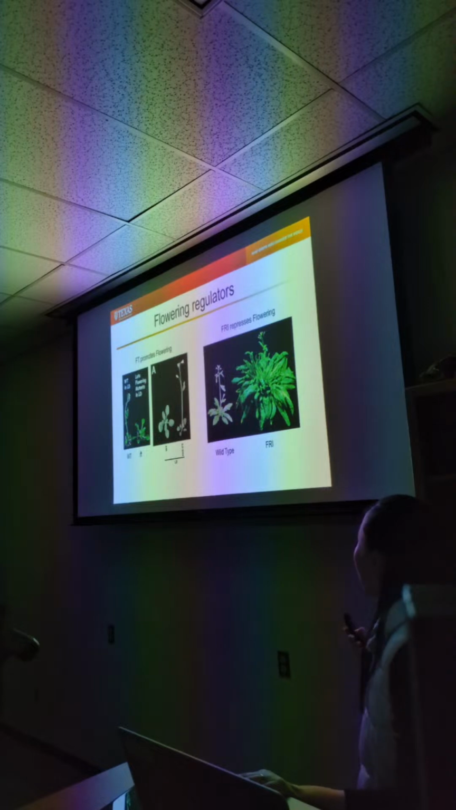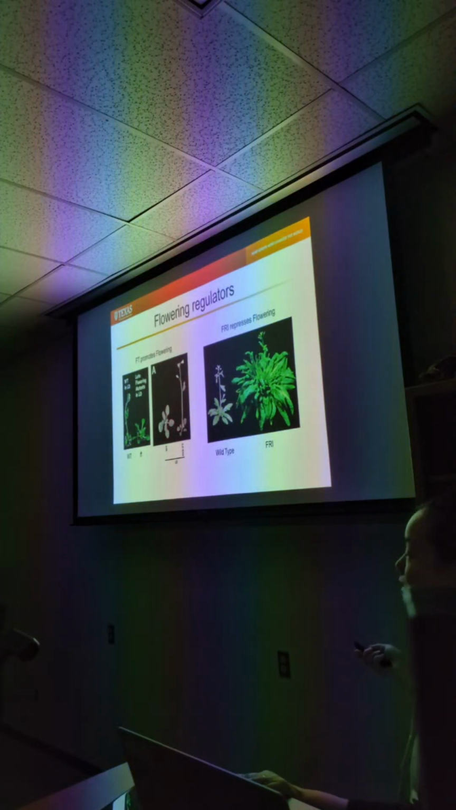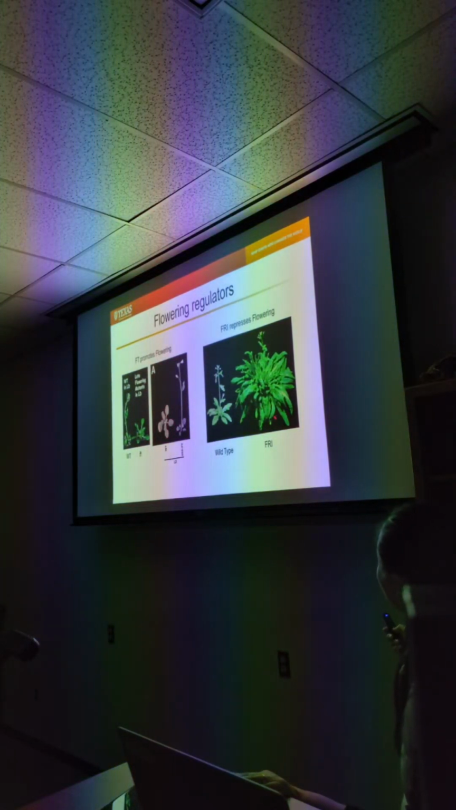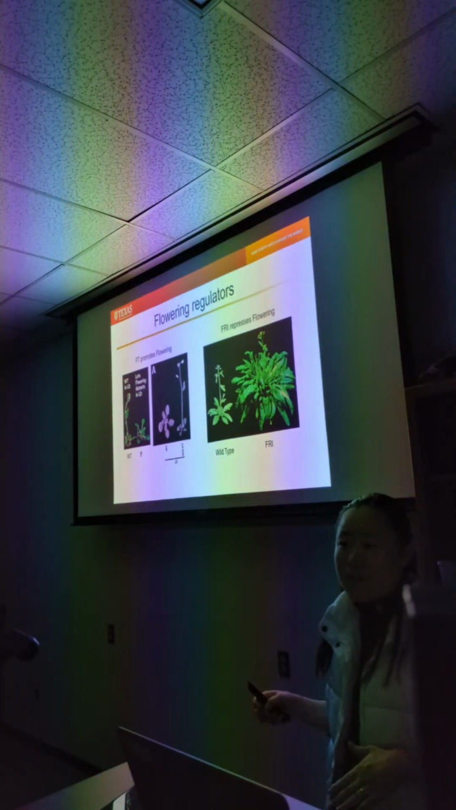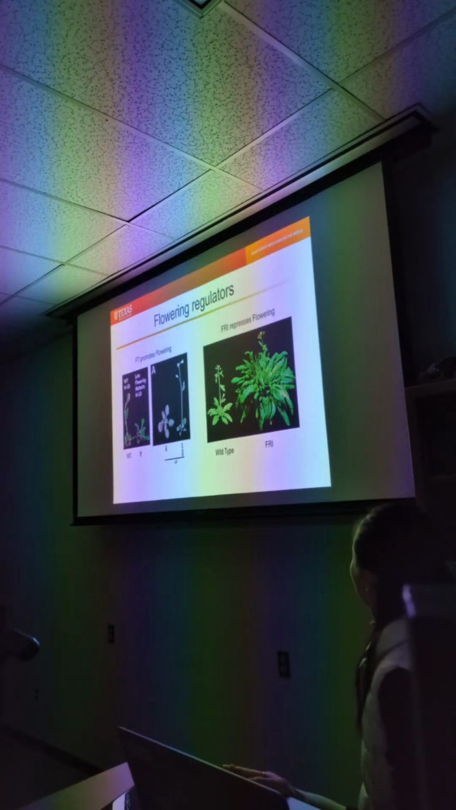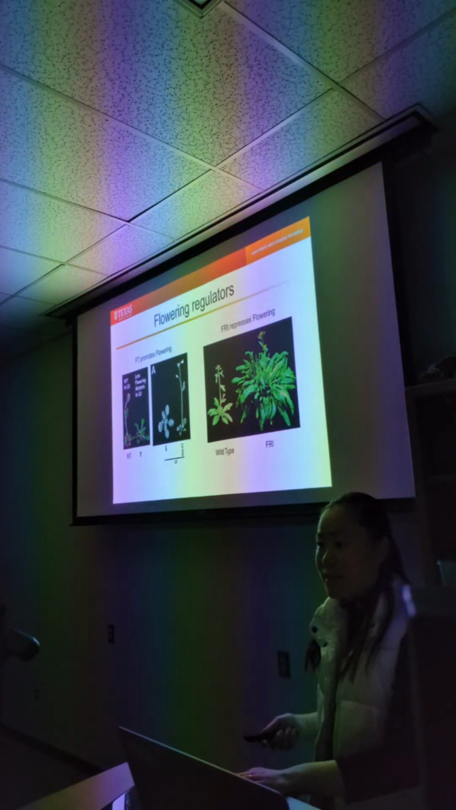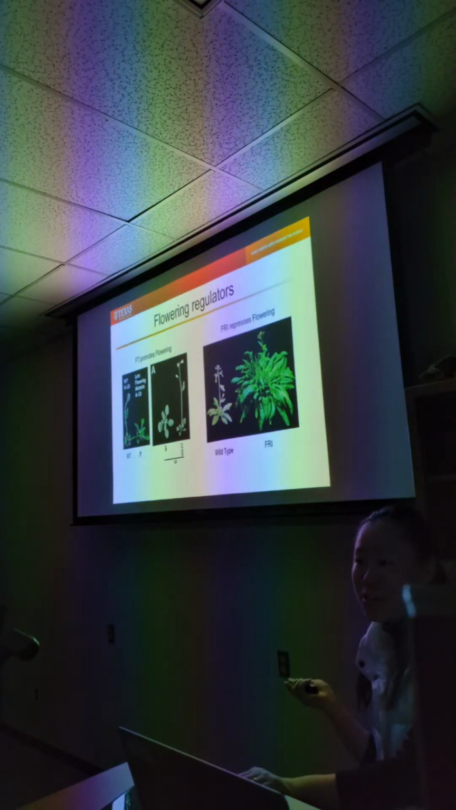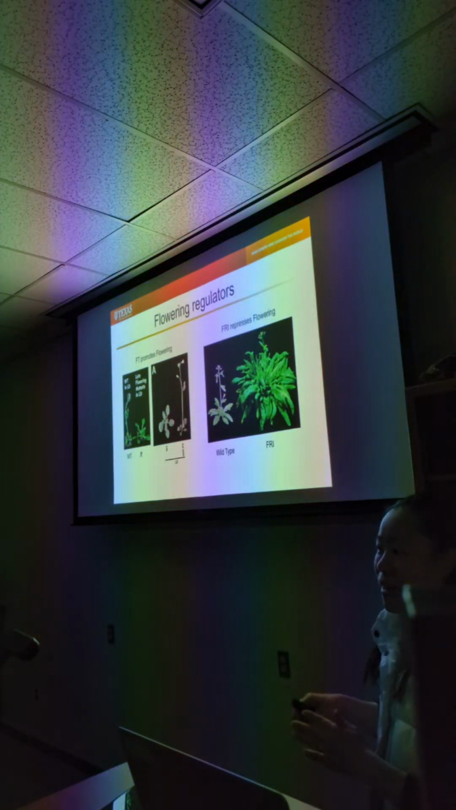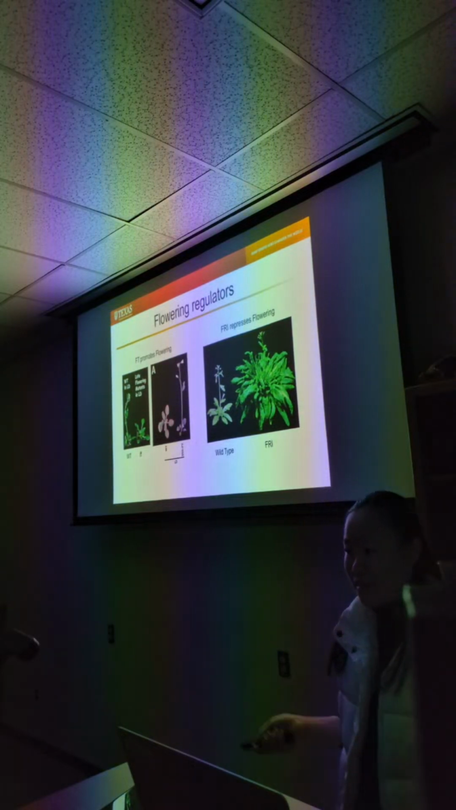Another gene is called FRI, "fry." In fry lines, these seedlings just keep growing leaves. They will never flower, or sometimes some of them might flower, but the flowering time is significantly delayed. So imagine if we had some vegetables carrying fry genes, they would just keep growing leaves and we would have endless vegetables.